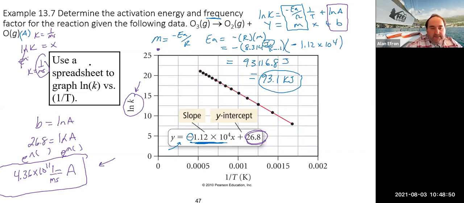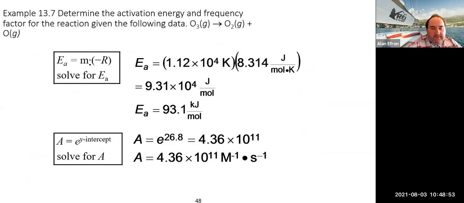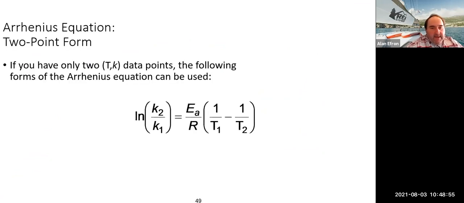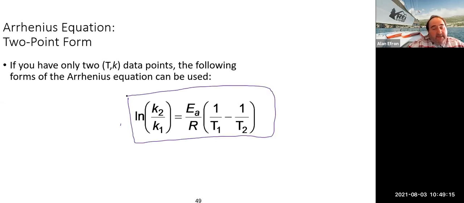All right, so let's take a look here. Now, most of the time we don't want to do graphing when we're doing this stuff. We often want to use a 2-point version of it, more of a calculation version than graphing. You could do that if you have 2 pieces of information. This is basically the 2-point version of the Arrhenius equation: the natural log of k2 divided by k1. These are rate constants at different temperatures.